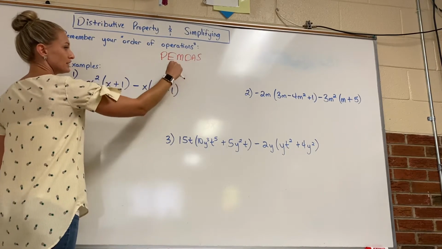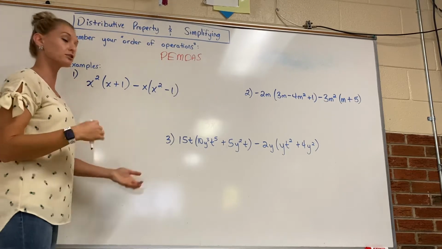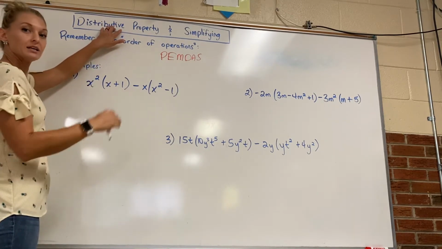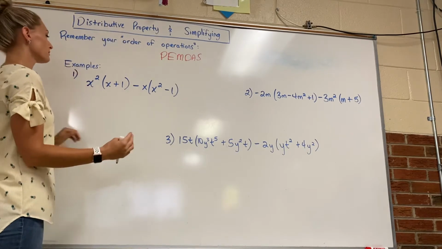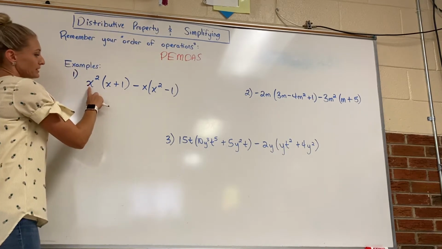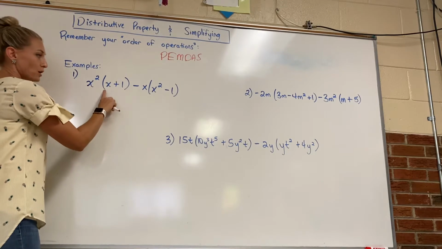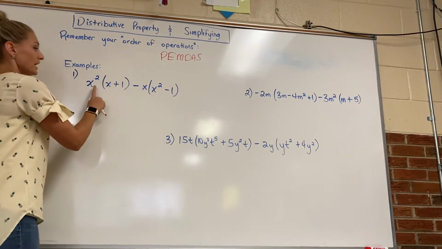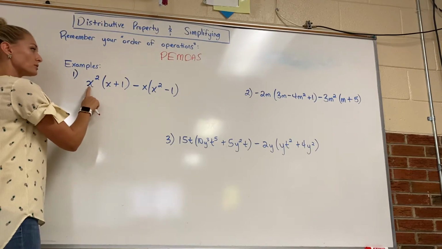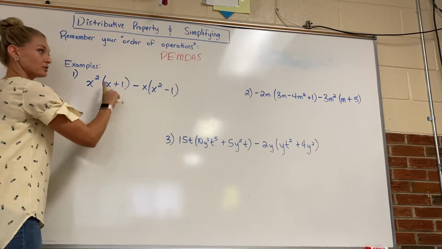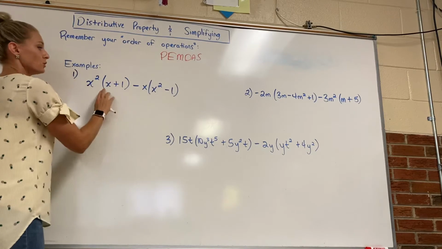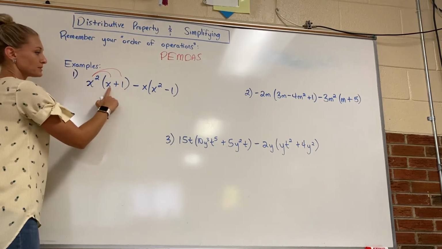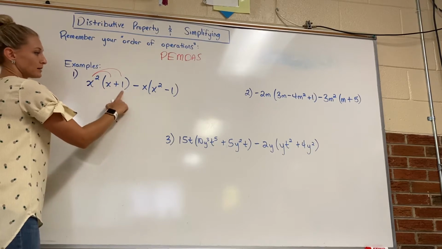Then we're going to look to see, is there anything that needs to be multiplied or divided? And that brings in what we talked about in the last lesson with the distributive property. This x squared, you'll notice, is outside of this parentheses and there's nothing between them, which means you're multiplying. So you're going to distribute this to just what it's beside. Don't distribute it to everything. You only distribute it to what it's beside. So you're going to be taking this x squared times the x, and then the x squared times the 1.